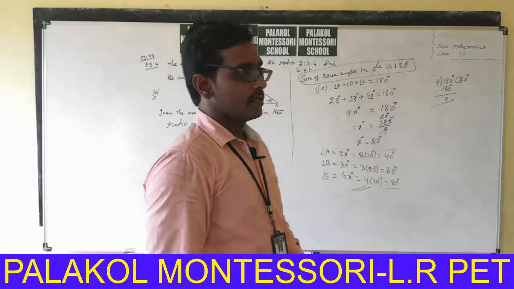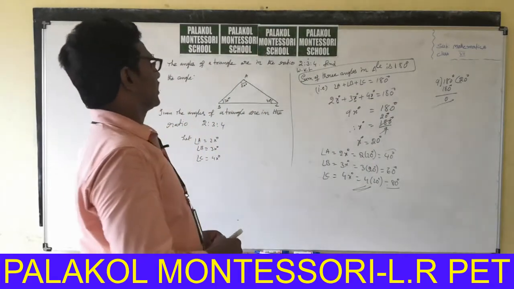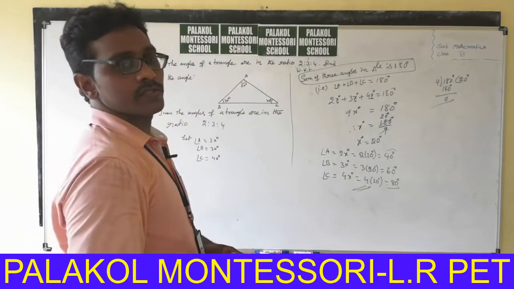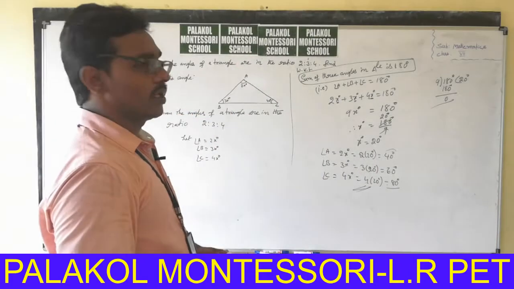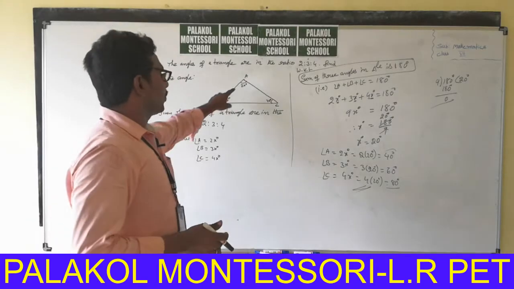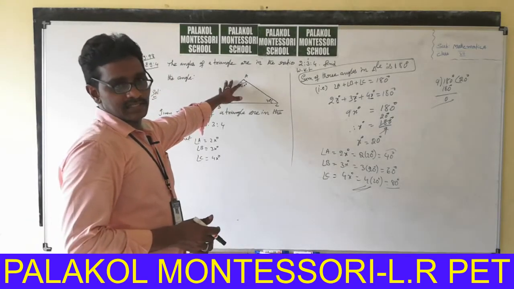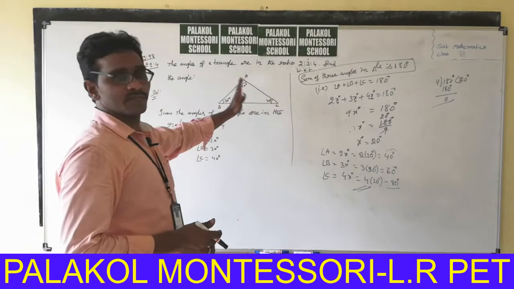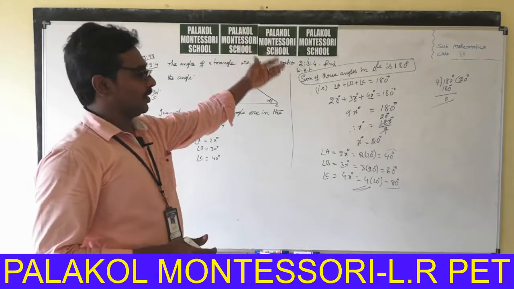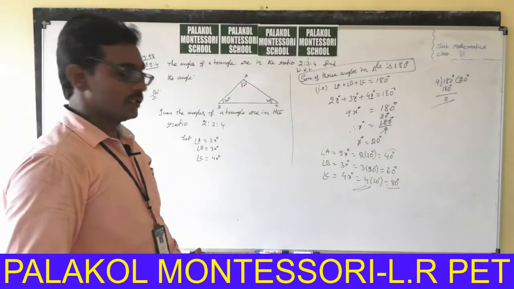Is it clear? So, in this problem the angles are given in the ratio 2 is to 3 is to 4. So, first let's remove the ratios. How? You take one variable, that is x degrees. So, 2x degrees, 3x degrees, 4x degrees. Sum of the three angles 180. You apply, you get this. Is it clear? Next one.